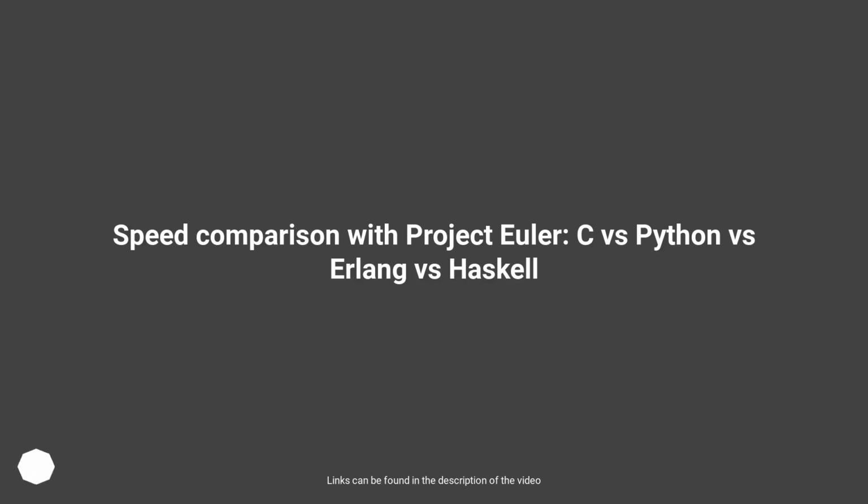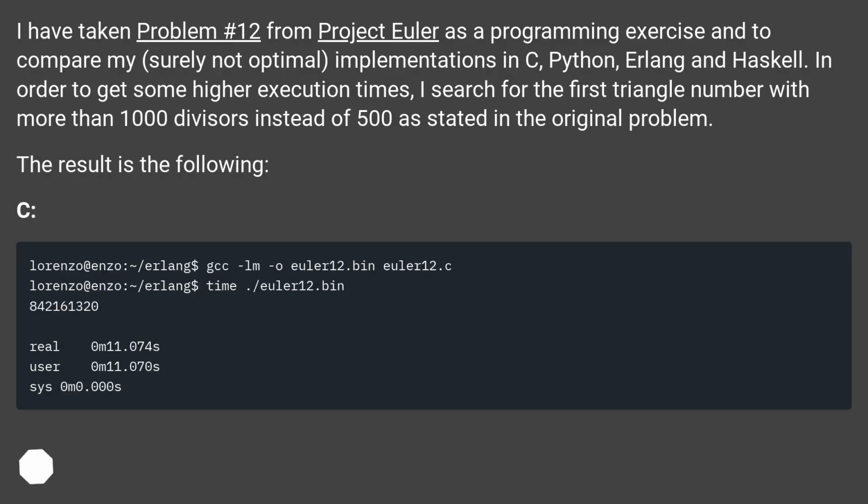Speed comparison with Project Euler: C versus Python versus Erlang versus Haskell. I have taken problem number 12 from Project Euler as a programming exercise and to compare my, surely not optimal, implementations in C, Python, Erlang and Haskell.